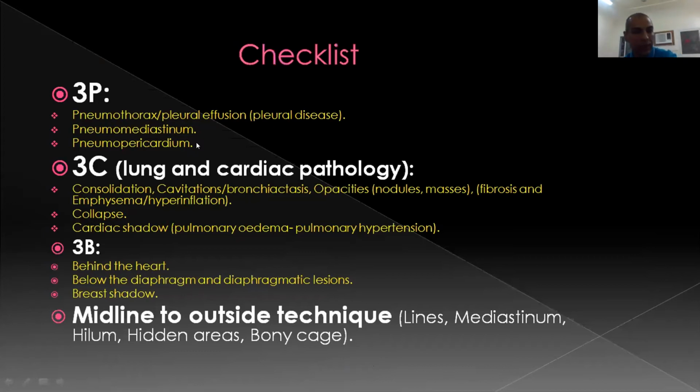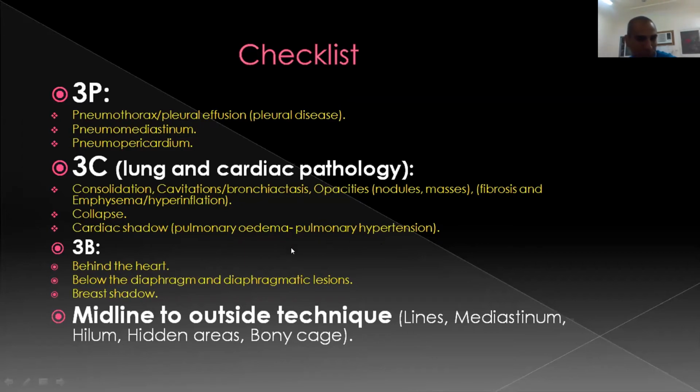So we need to check again our checklist. Our checklist contains pneumothorax, pleural effusion, pneumomediastinum, pneumopericardium, 3C, consolidation and cavitations together, and the opacity, nodules and the masses together. And we have something that reduces the lung inflation or reduces the lung fields: fibrosis. And in the opposite side, we have emphysema, hyperinflation. We have collapse, second C, and we have cardiac shadow.